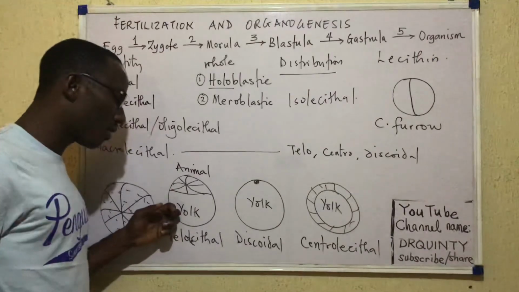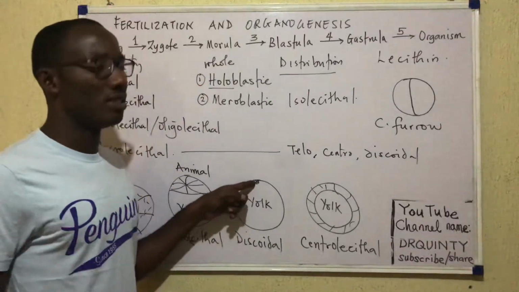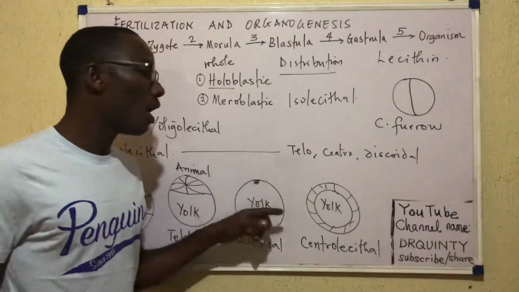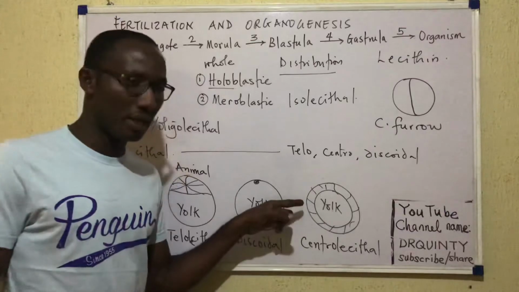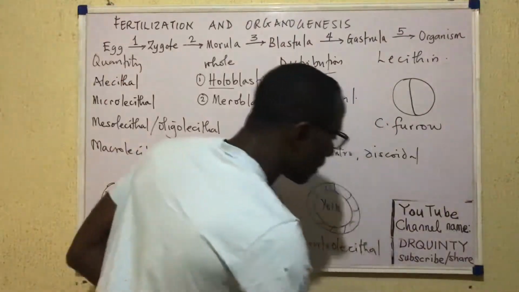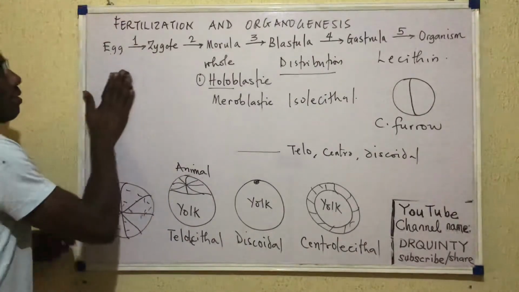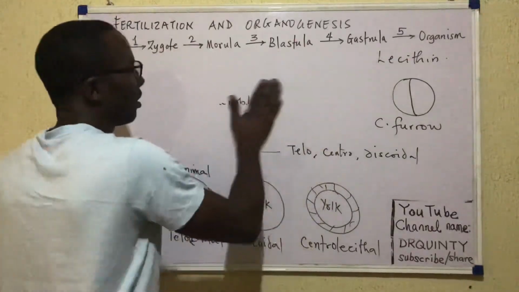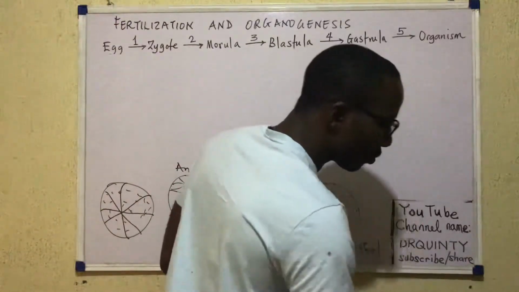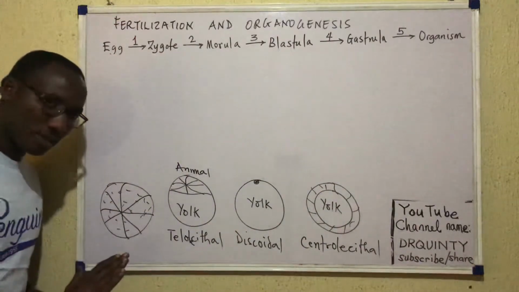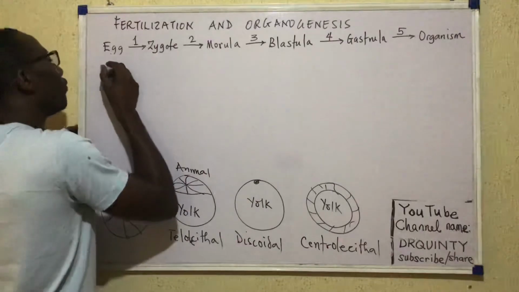So in telolecytal eggs, there will be cleavage only at this point. In discoidal, just at the disc of clear cytoplasm there. And then in centrolecytal, the cleavage will be all around like this. Now, having mentioned that, let's go one step further in talking about the patterns of cleavage. When I say patterns of cleavage, we've seen the types of cleavage. There are only two types, and the two types of cleavage are holoblastic, complete, or meroblastic, partial, depending on your yolk content.